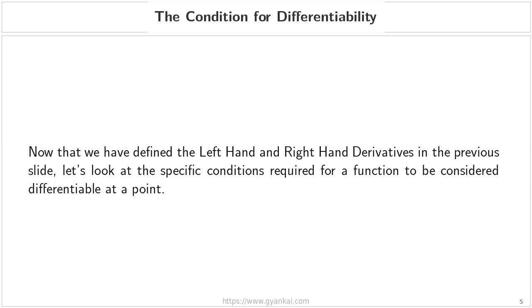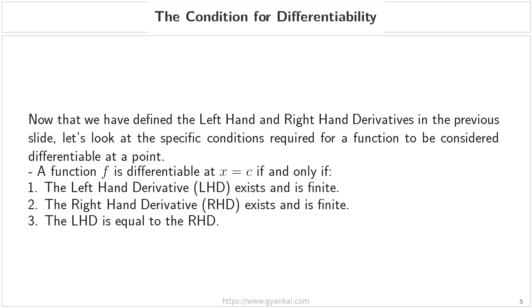Now that we have defined the left-hand and right-hand derivatives in the previous slide, let's look at the specific conditions required for a function to be considered differentiable at a point. For a function f to be differentiable at x equals c, three strict conditions must be met. First, the left-hand derivative must exist, and it must be a finite value. Second, the right-hand derivative must also exist and be finite. And third, these two values, the left-hand derivative and the right-hand derivative, must be exactly equal to one another.